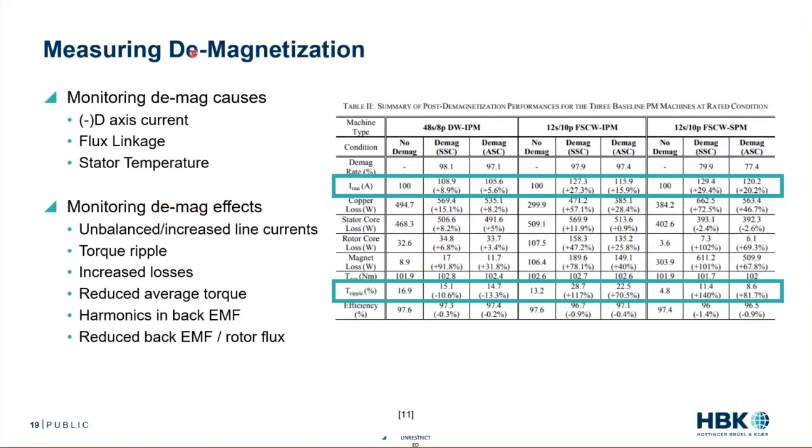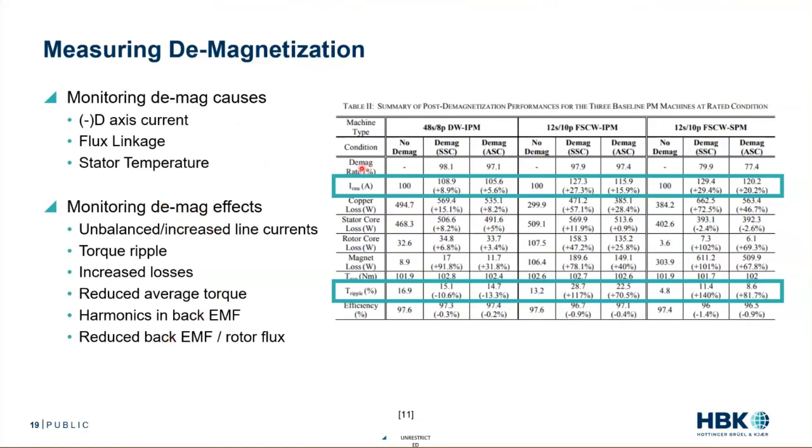Now, demagnetization has a variety of effects. We have unbalanced line currents, torque ripple, increased losses, reduced average torque, harmonics in the back EMF, reduced back EMF, and reduced rotor flux. What does that mean?